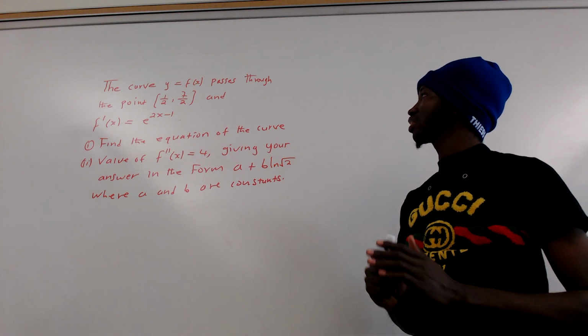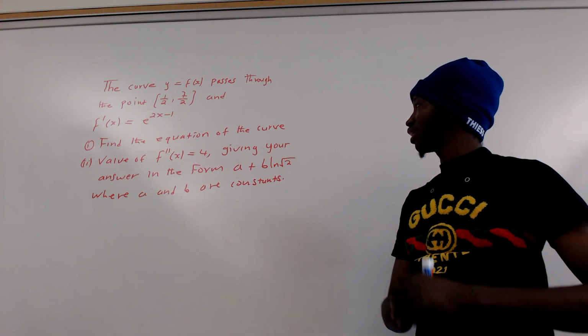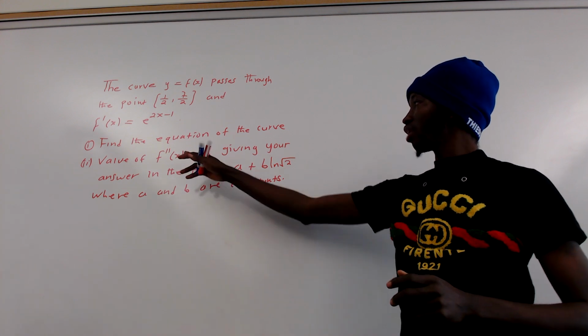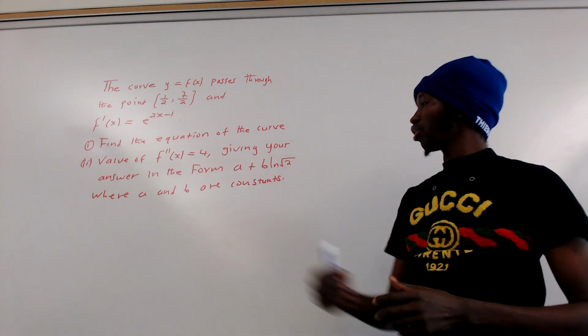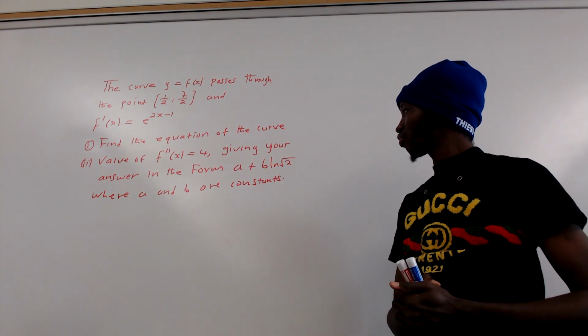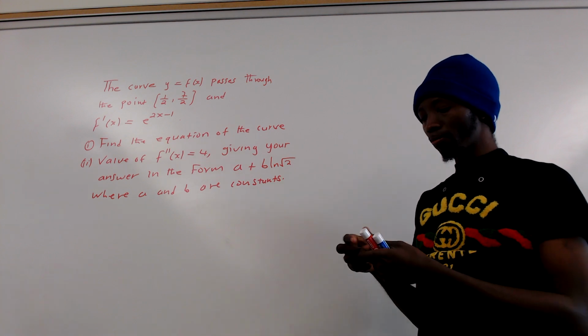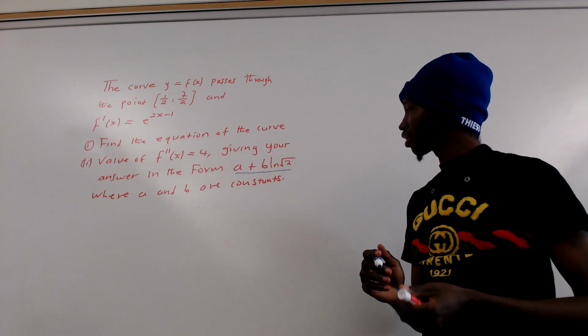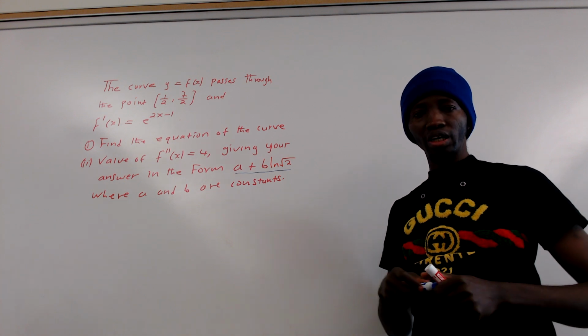So in the first part we are required to find simply the equation of the curve, and in the second part we are required to find the value of x given the equation. What we are going to have at the end of the day for the value of x must be in this form, a + b ln √2.